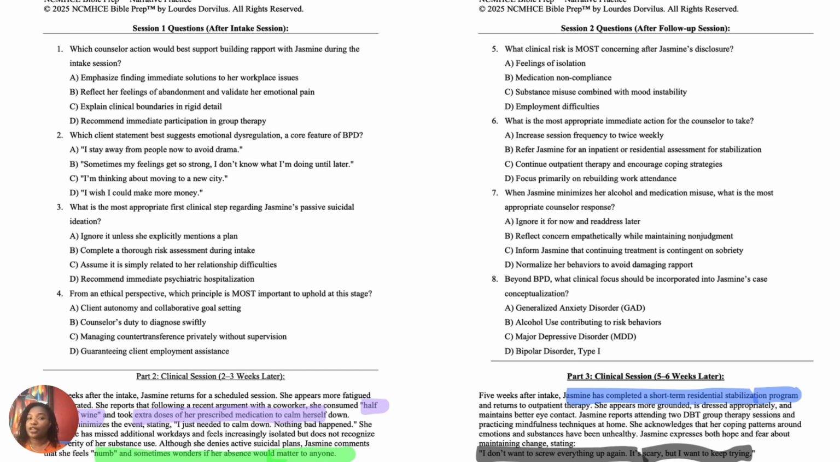If you pick B, that is the correct answer because any expression of suicidal ideation, even passive, requires immediate assessment to evaluate risk and ensure safety. This is a standard and ethical protocol. Ignoring or assuming is dangerous, and hospitalization is premature without risk evaluation.